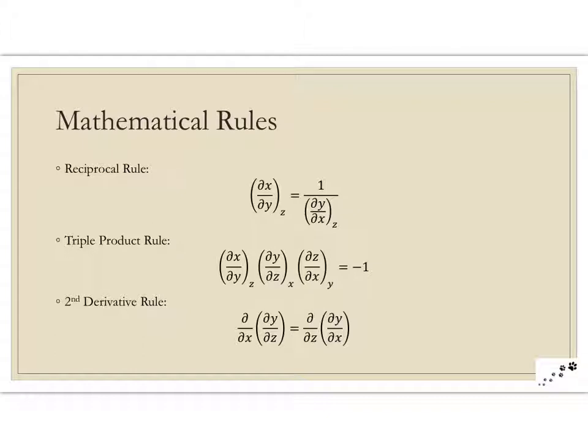We have several math rules that we need to use. The first is the reciprocal rule, and we have the triple product rule, and the second derivative rule that says that because these are continuous functions, we can take the derivative in either order without having a change in the meaning.